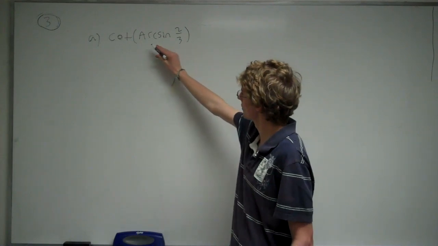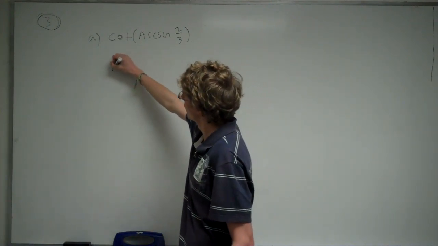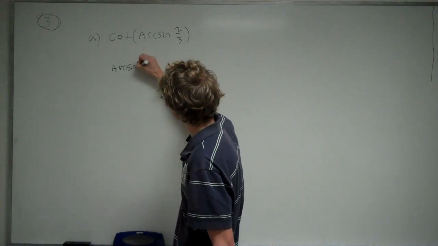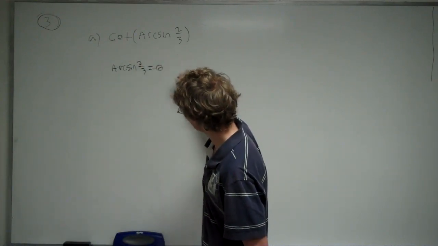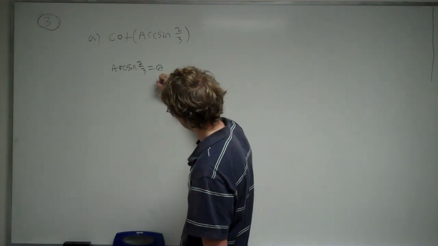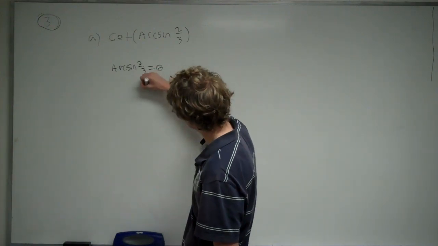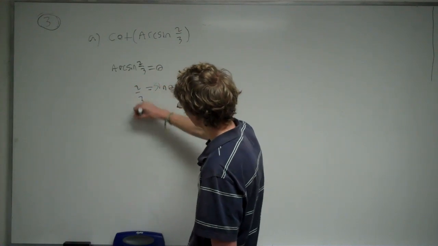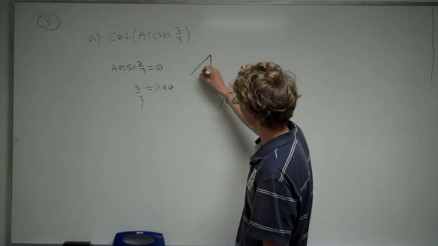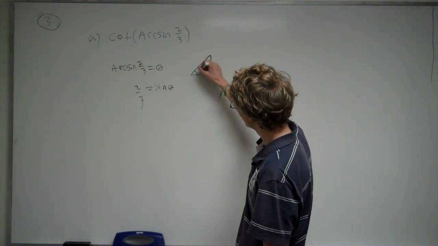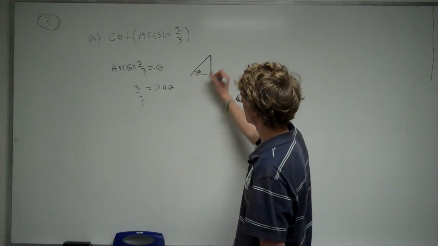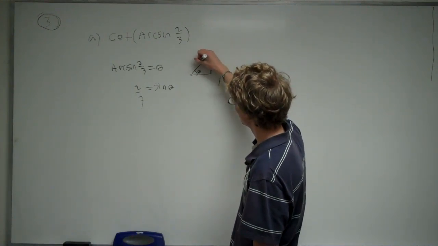Now for this arc sine, we're going to look at that by itself. So arc sine of 2/3 equals theta. That means that the sine of theta equals 2/3. Now we can draw a triangle of this. This is theta. Now sine is opposite over hypotenuse, so the opposite is 2 and the hypotenuse is 3.